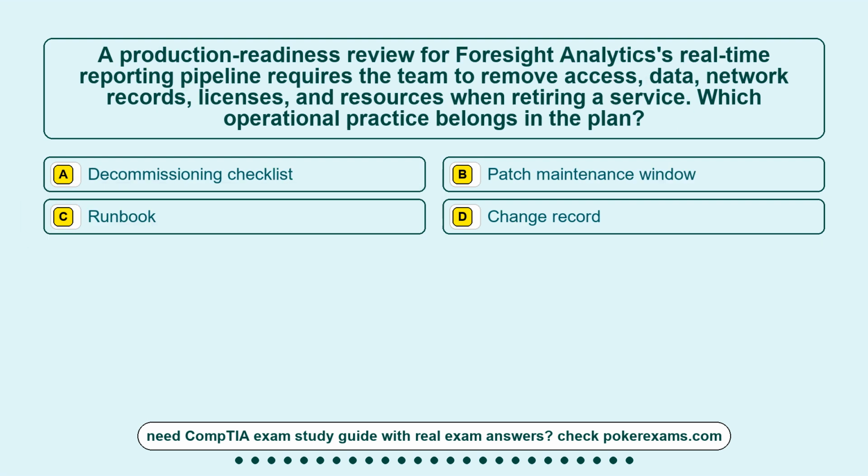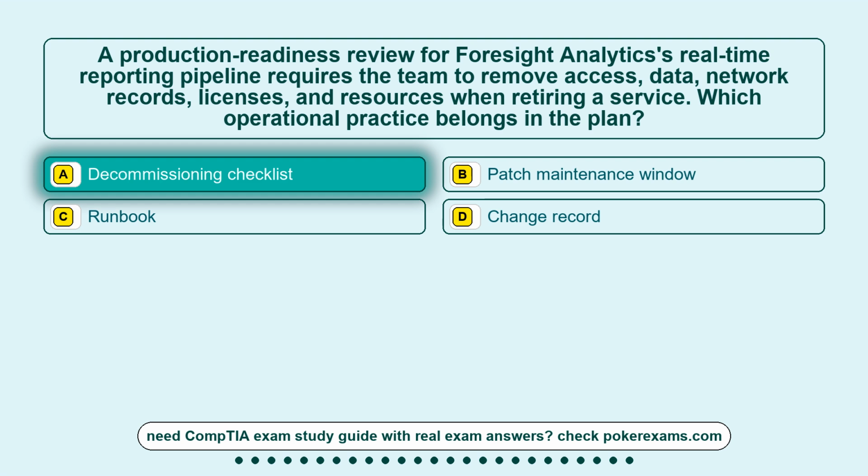Question 15. A production-readiness review for Foresight Analytics' real-time reporting pipeline requires the team to remove access, data, network records, licenses, and resources when retiring a service. Which operational practice belongs in the plan? Option A, decommissioning checklist. Option B, patch maintenance window. Option C, runbook. Option D, change record. The correct answer is option A, decommissioning checklist.